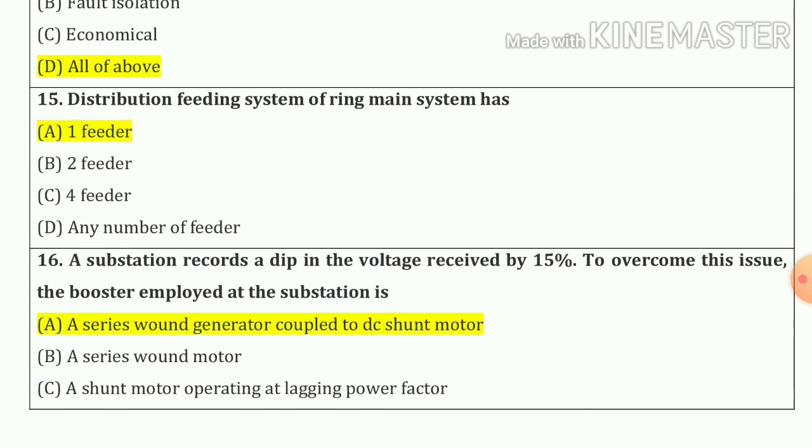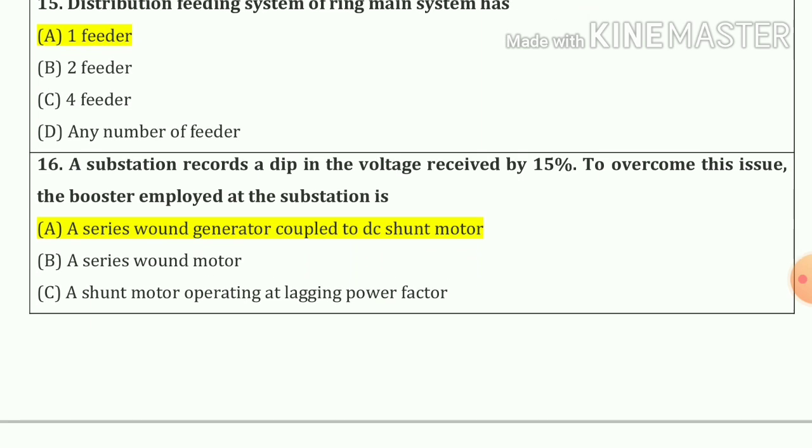Question number 15. Distribution feeding system of ring main system has one feeder. Question number 16. A substation records a dip in the voltage received by 15%. To overcome these issues, the booster employed at the substation is a series wound generator coupled to DC shunt motor, option number A.